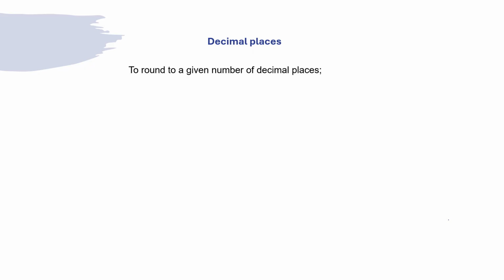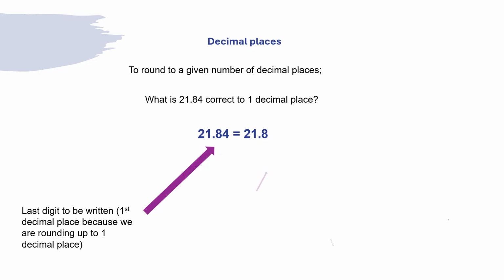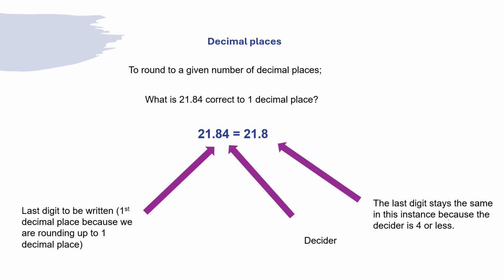To round to a given number of decimal places, you will need to identify the position of the last digit from the number of decimal places. Then look at the next digit to the right. This is called the decider. If the decider is 5 or more, then you will round up the last digit. If the decider is 4 or less, then just leave the last digit as it is.